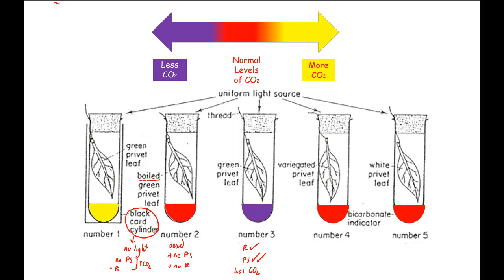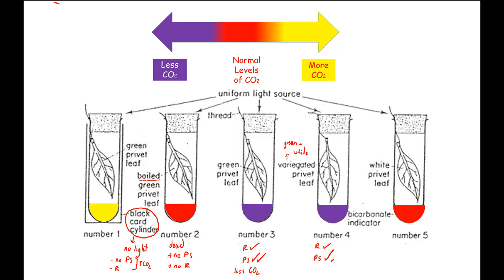The next one is a variegated privet leaf. Now the variegated privet leaf, you might recall from earlier on, has green bits and white bits. Now this will go purple, but will happen much more slowly. And that's because there is less area for it to be able to photosynthesize. So it can respire, it can also photosynthesize, but it's just going to be a little bit slower, so we're just going to draw a little tick.